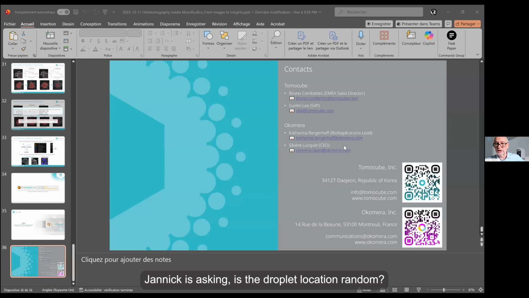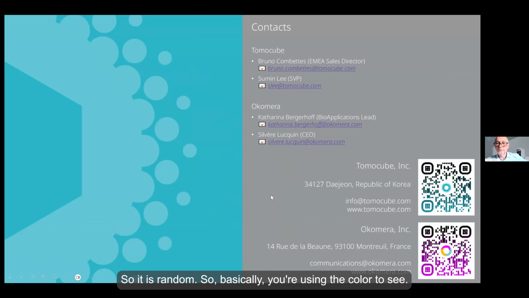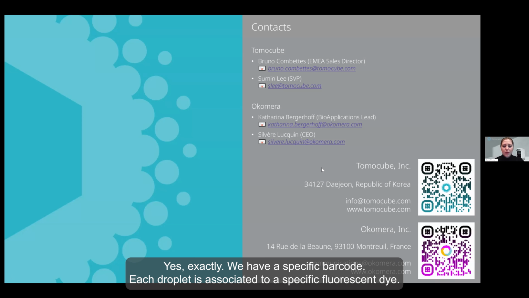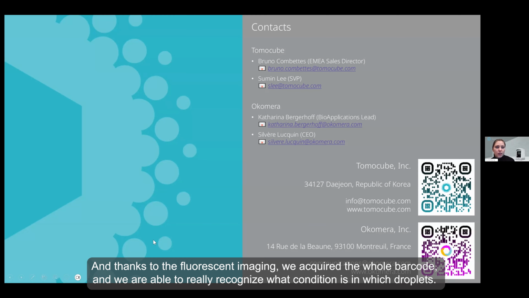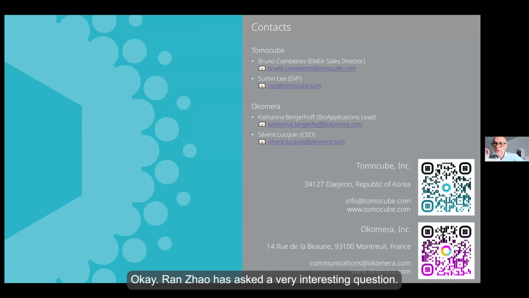Yannick is asking, is the droplet location random? Lucile, can you comment on this? Yes, it is random. So basically, you're using the color to see. Yes, exactly. We have a specific barcode. Each droplet is associated to a specific fluorescent dye. And thanks to the fluorescent imaging, we acquire the whole barcode and we are able to really recognize what condition is in which droplets.